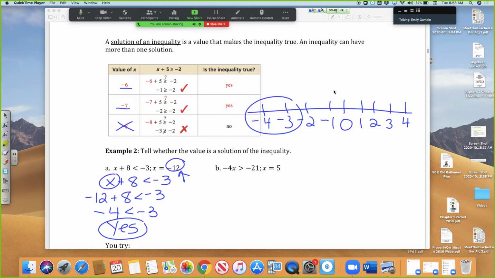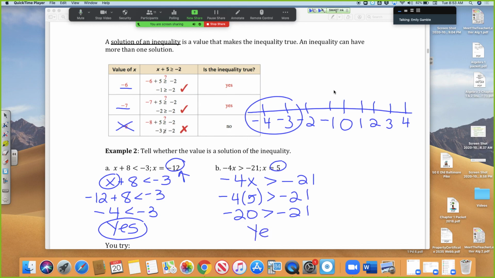The second one says negative 4x is greater than negative 21. We want to see if 5 is a solution. So we're going to replace 5 in for x, and solve and see if this is true. Negative 4 times 5 is negative 20. So we're left with this statement: negative 20 is greater than negative 21. Is that true? Yes. Negative 20 is closer to 0. So this would be a solution as well.